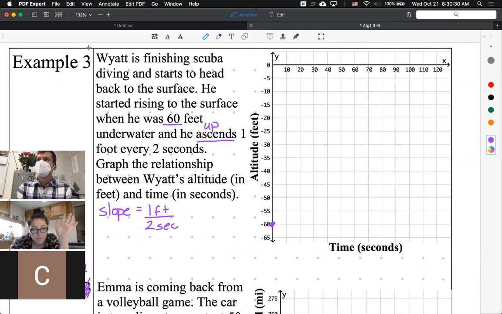I see Yesenia with her hand up. I want to wait here. Is it a question though, or is it an answer? Okay, yeah, it's an answer. I'm trying to modify the slope so that one of these 2 units, 1 foot or 2 seconds, matches a unit that is listed here, so that it's one of these lattice points. So I want either my change in x down here to be 10, or I want my change in y, this 1 foot, to be 5. How could I do one of those things?